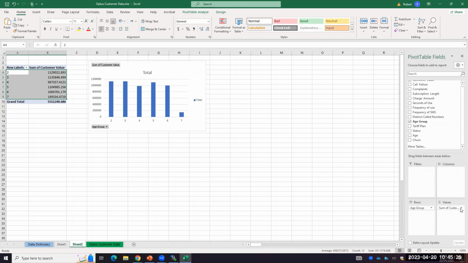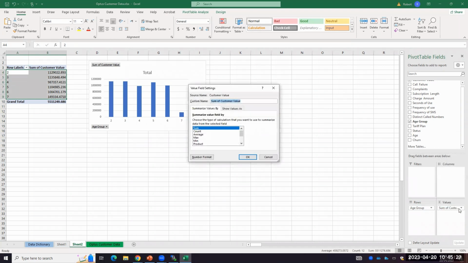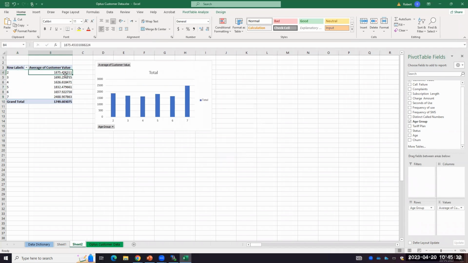Maybe you don't want to see the total, maybe you want to see the average. We've done this previously, but if you go to values, you can change that over to the average. So this is the average spend over the lifetime of the contract for different age groups. So you can see that our most profitable age group is age group 7, which indicates an older demographic. Second is the 20 or so age group. Looks like. So that's the sort of thing you want.